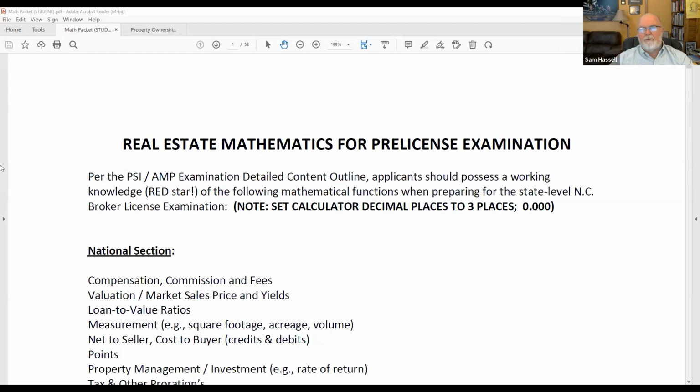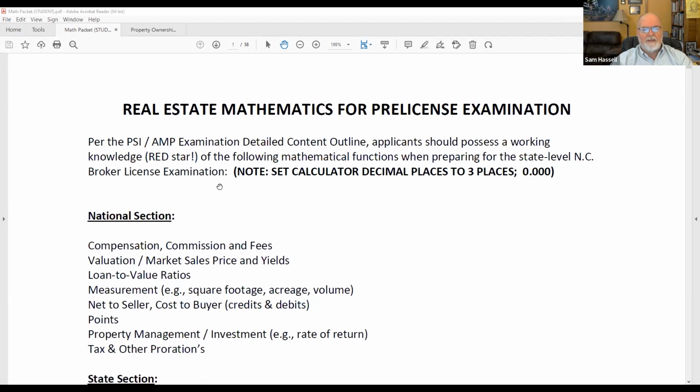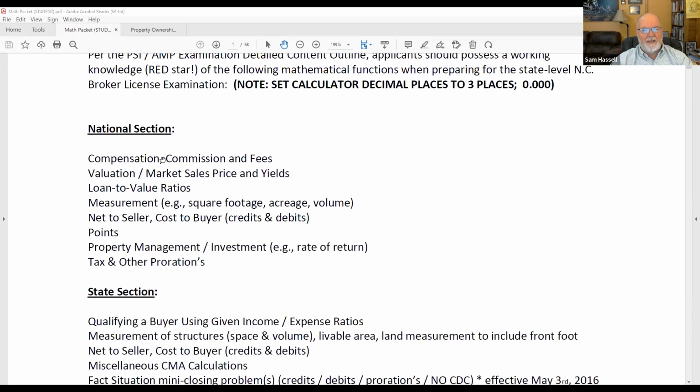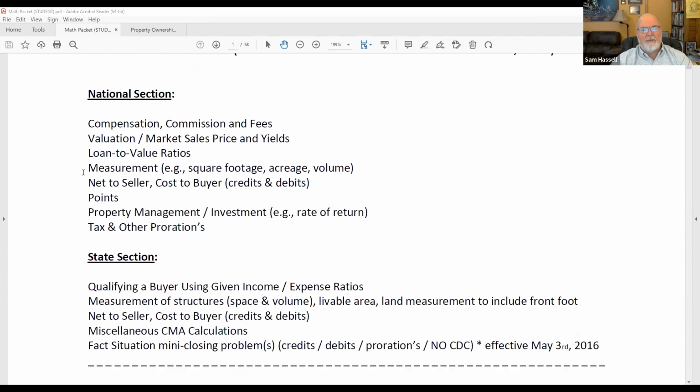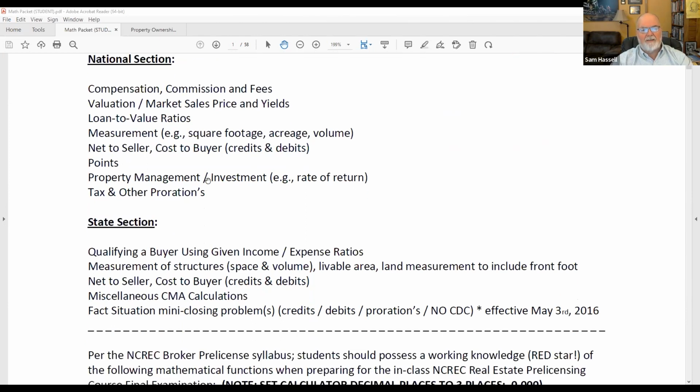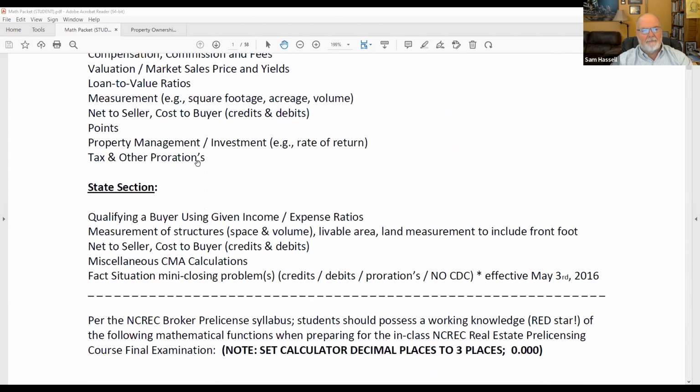Now, we don't just give you the problems, okay? We're going to tell you how to go about solving them and give you the issues right here. So when we look at this math packet, it's going to tell you that in the national section, this is what we're going to learn: compensation, commissions, fees, valuation, loan to value ratios, measurements, net to seller, cost to buyer, points, property management, investment, so a rate of return, taxes, and other prorations. So we're going to learn those. A lot of them are the same. Don't get crazy. They're okay.